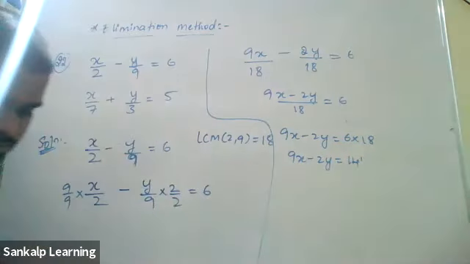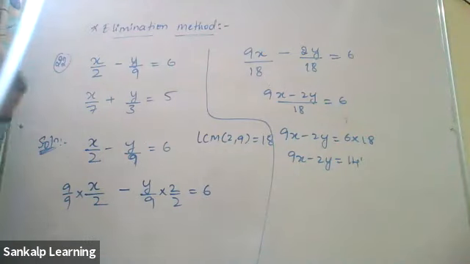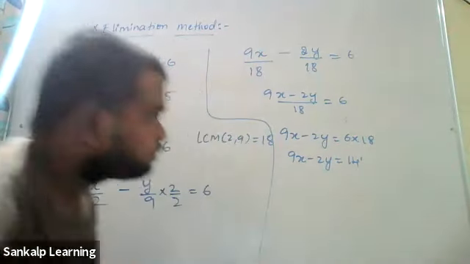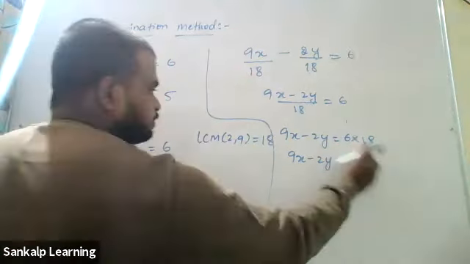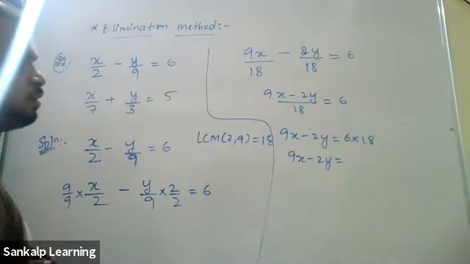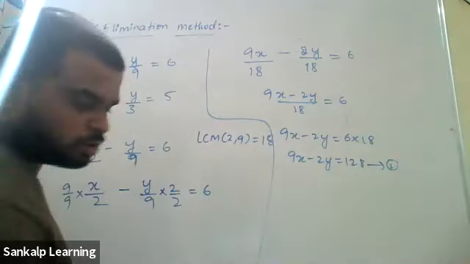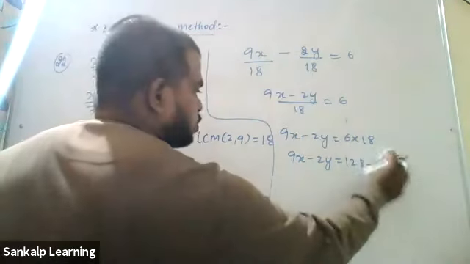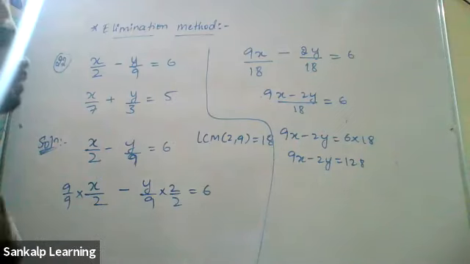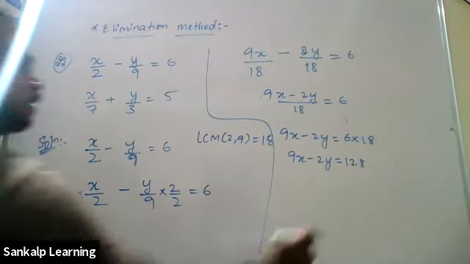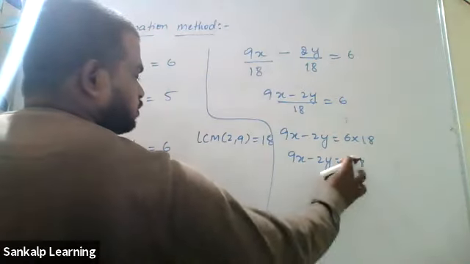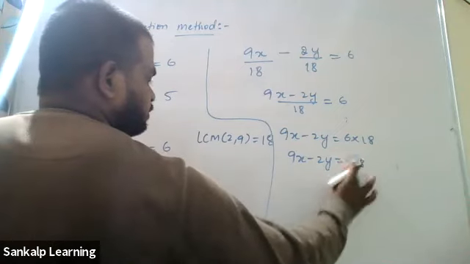I'm sorry, I wrote 144. 128. This is your first equation. So you got it in the standard form. Again, I made a mistake. I'm sorry. 108.